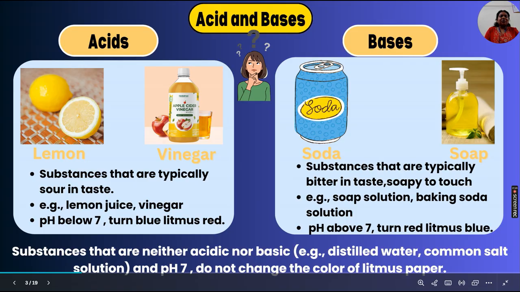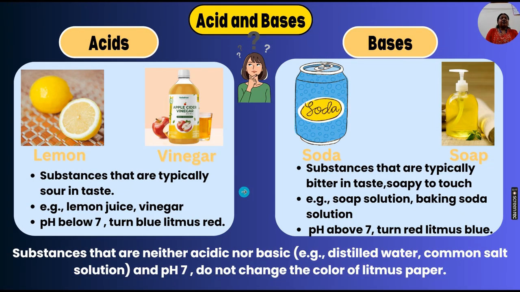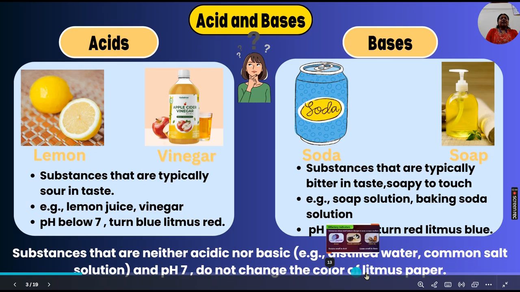And what is pH? pH is a scale that helps us understand which substance is acidic, which is neutral, and which is basic. So here a question arises: what if the substance is neither acid nor base? These types of substances are called neutral substances. Examples are common salt and distilled water. Their pH is about 7, and they do not change the color of litmus paper.